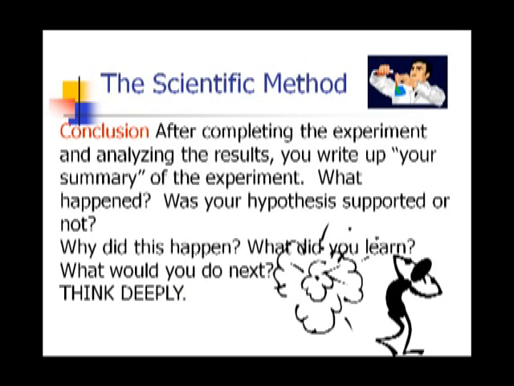Then you come up with your conclusion. After completing it, you should analyze and look at everything, and then you write up your summary of the experiment. What happened? Was your hypothesis supported or not? You never say my hypothesis is right or my hypothesis is correct. You say it is supported. Underline or highlight that. Supported or not. Never right, wrong, or I screwed up, or I blew it. Nothing like that.